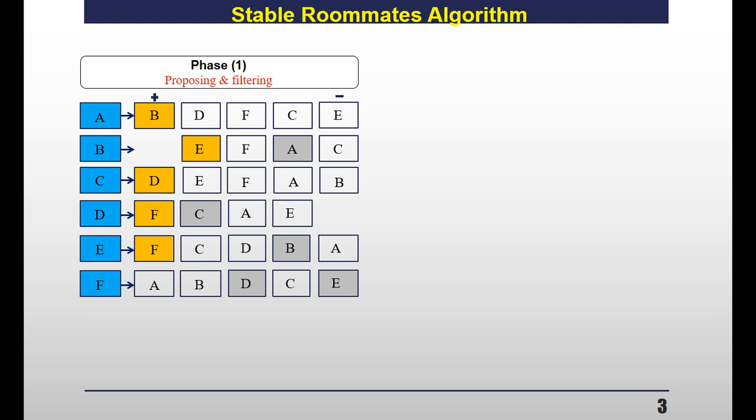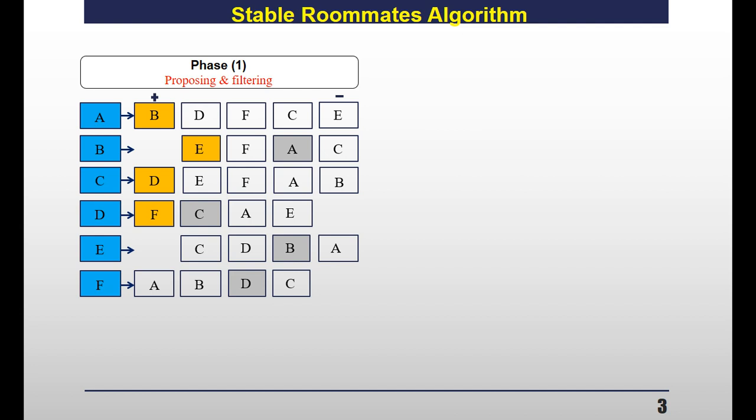User F has two proposals, D and E. So we can reject E because it's the least preferred one and accept D. So reject symmetrically E from F and F from E.